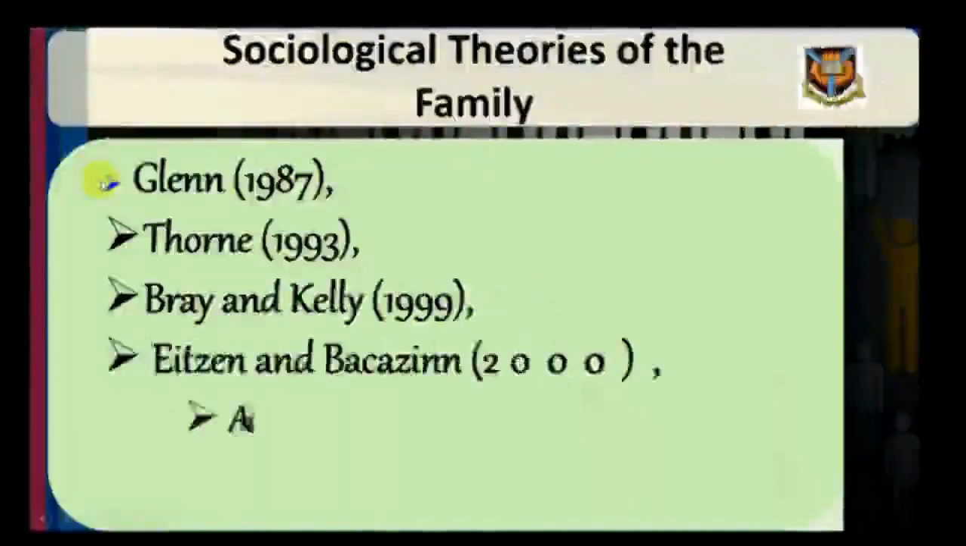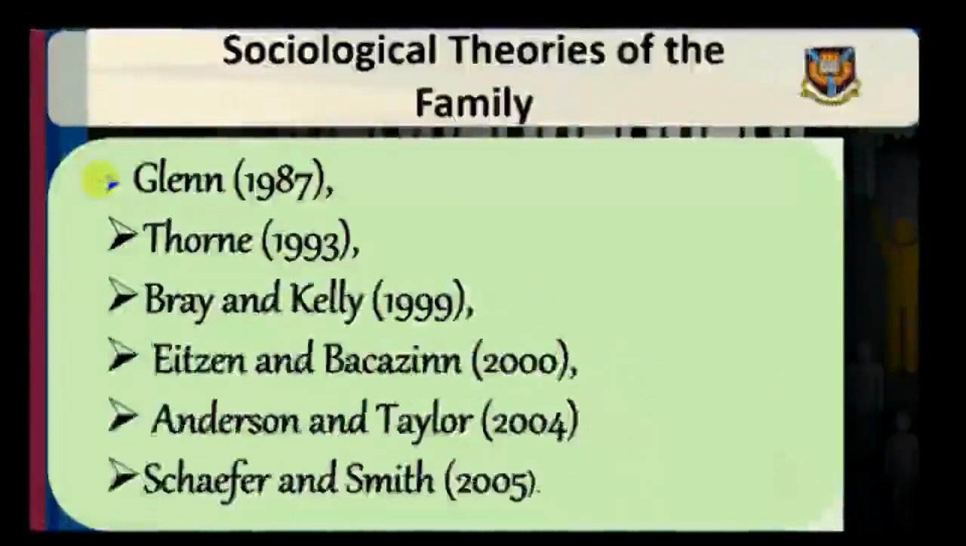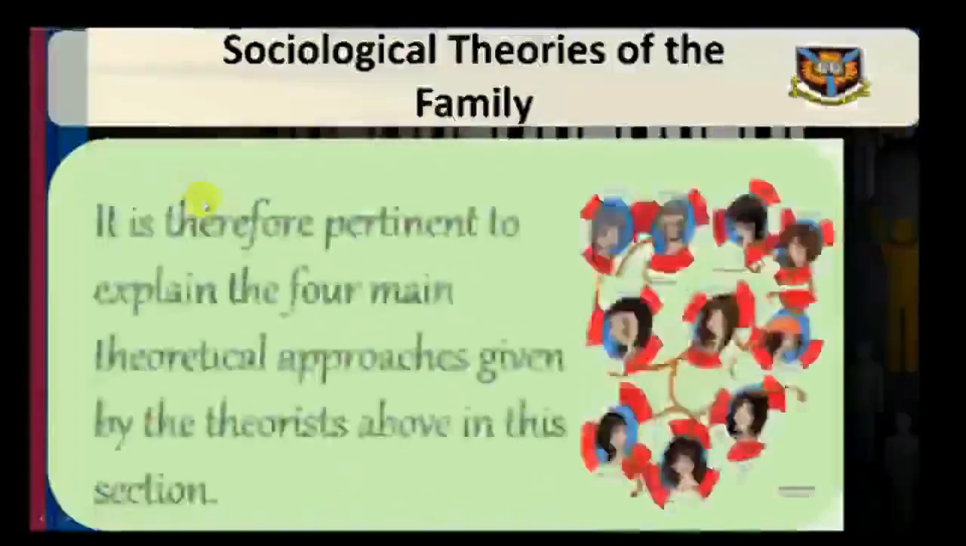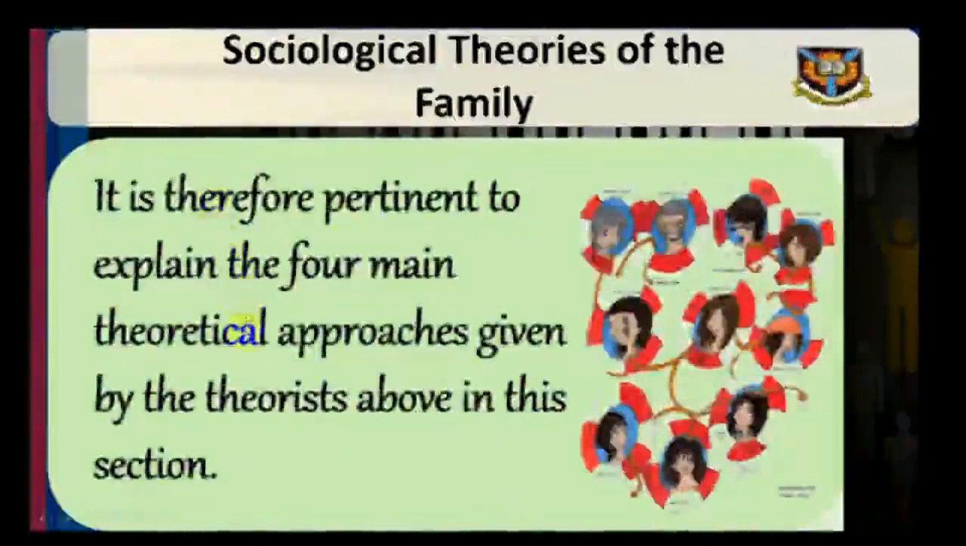Several theoretical approaches offer a range of insights about the family, such as the ones explained by Glenn, 1987, Thorne, 1993, Bray and Kelly, 1999, Etterson and Bakerson, 2000, Anderson and Taylor, 2004, and Schaeffer and Smith, 2005. It is therefore pertinent to explain the four main theoretical approaches given by the theorists above in this section.